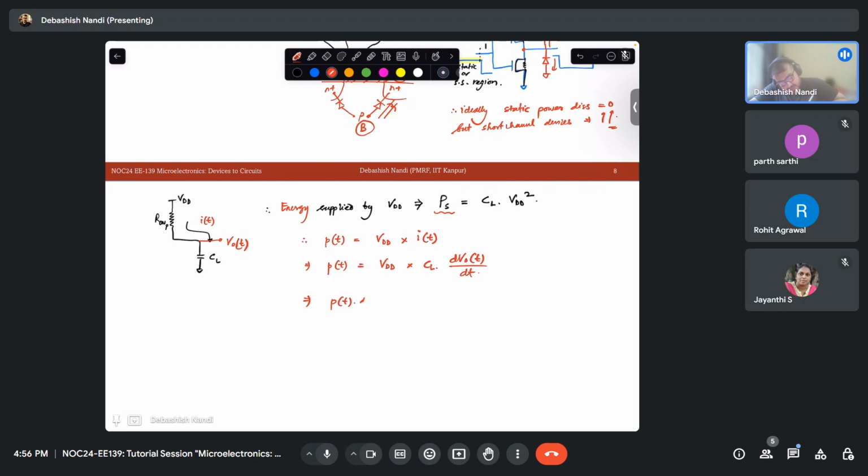So your PT times dt is VDD CL dVo of t. Then you will just integrate it. T will integrate from 0 to infinity, and this output will be 0 to VDD. Why am I taking 0 to infinity? Because ideally the capacitor should take an infinite amount of time to reach this point, right? This reaches VDD at t equal to infinity. So we call this the energy supplied by the source, E source, and this integration gives CL VDD square.